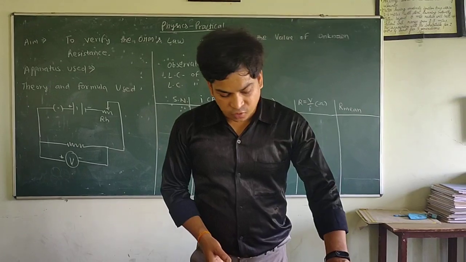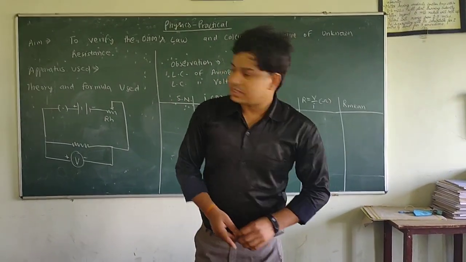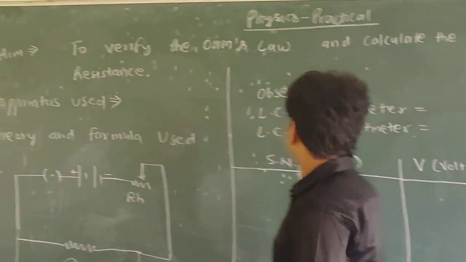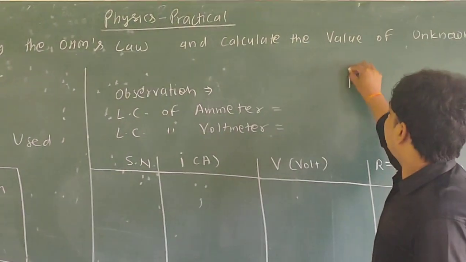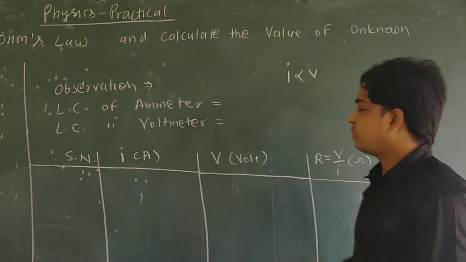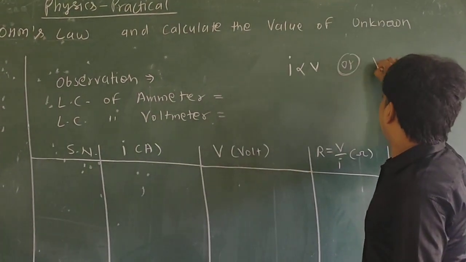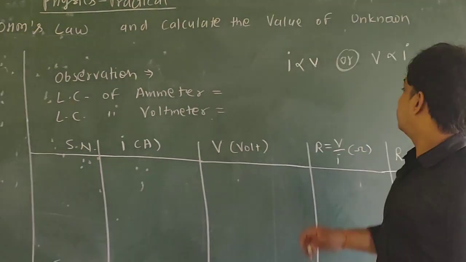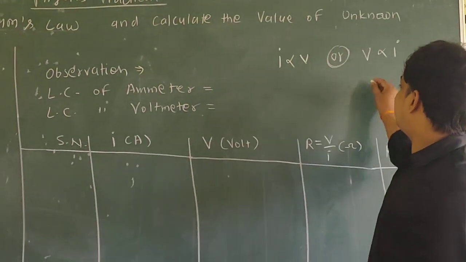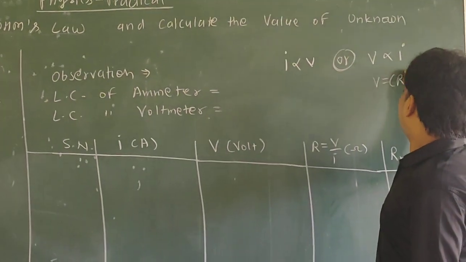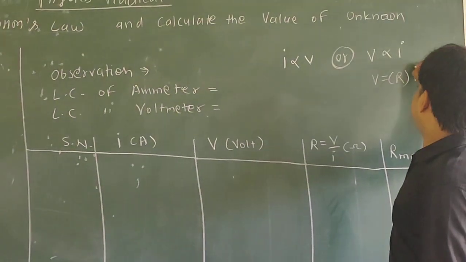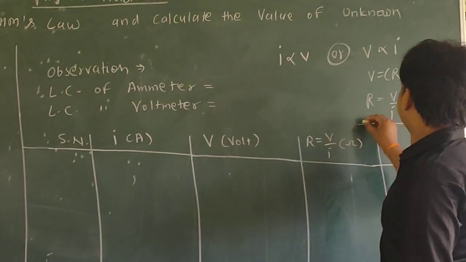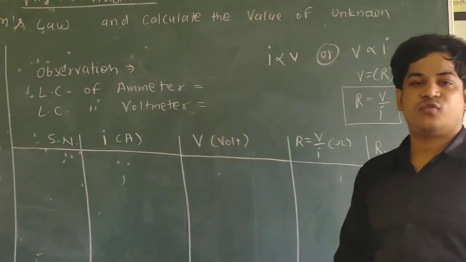After the introduction of all the apparatus that we are going to use, let's see the theory and formula used. As you know, according to Ohm's law, I is directly proportional to V, or the potential difference across the wire V is directly proportional to I. When we remove the proportionality constant, we get a constant named resistance R, and from here we can calculate the value of unknown resistance by using the formula R is equal to V upon I.